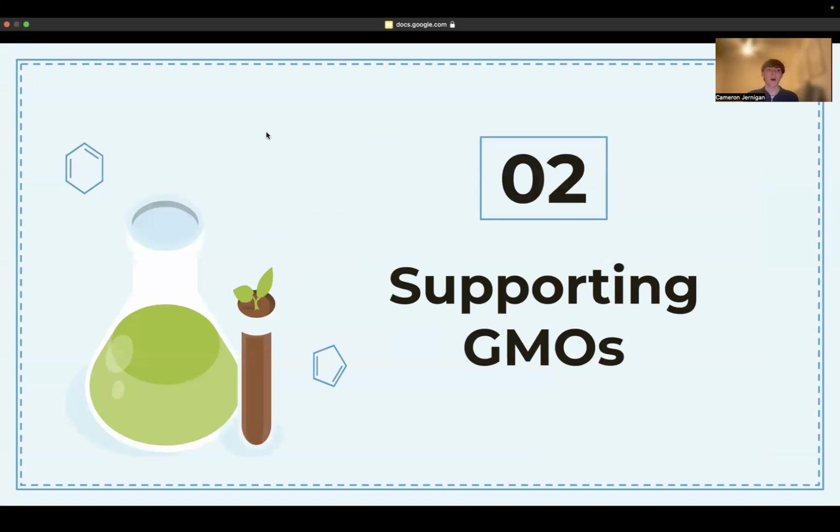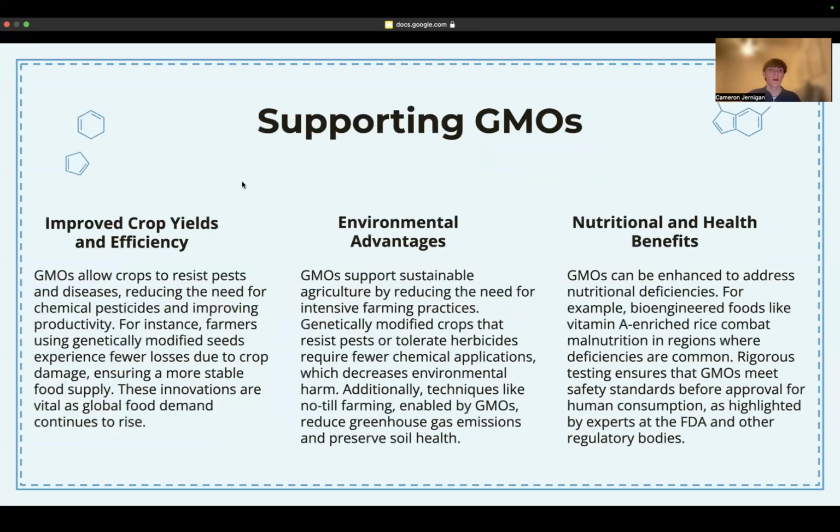As I said before, our group is in defense of GMOs because of the benefits that they can bring to humanity. Like I said before, there's many issues that our time is facing in terms of population growth and sustainability. And so because of this, we are in defense. GMOs can actually improve crop yields and efficiencies.